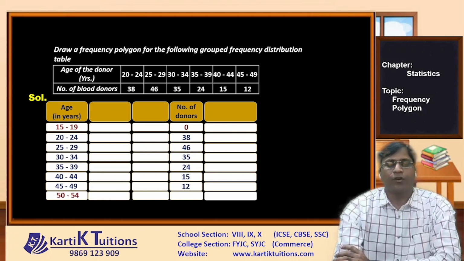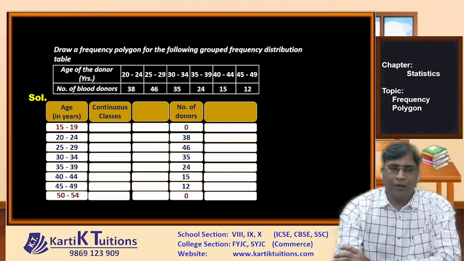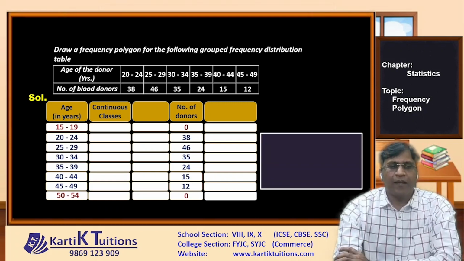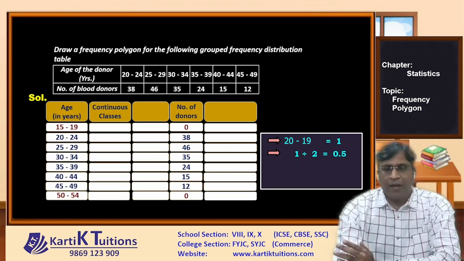That is your succeeding class, and frequency will be 0. Now next we need to work on continuous classes. We have studied this in earlier videos also, still I will repeat it. We'll find the difference between 20 and 19, and the difference is 1. We'll divide it by 2. We get 0.5.